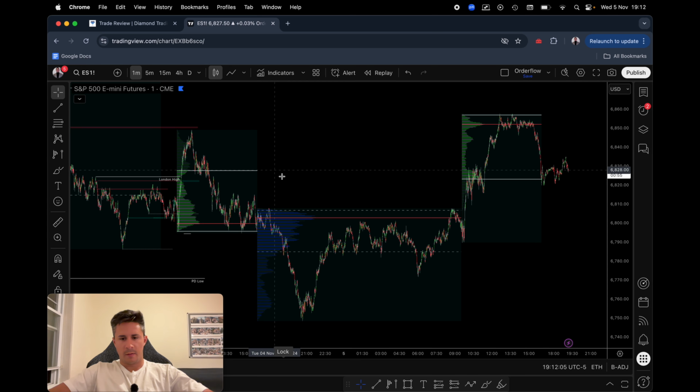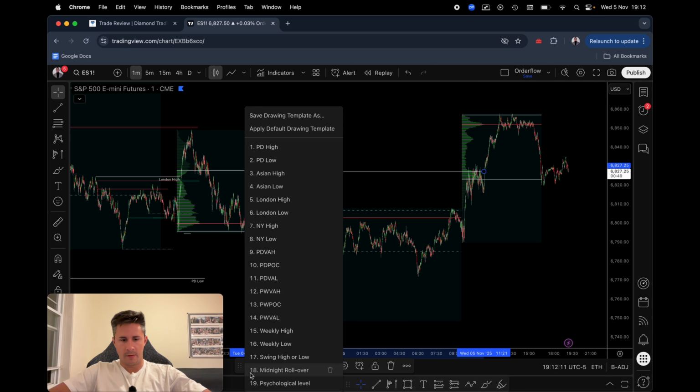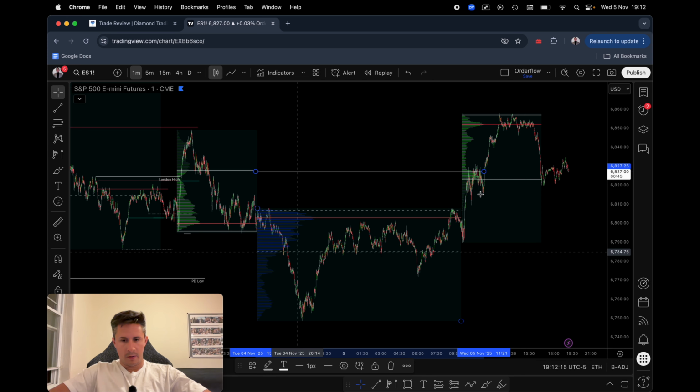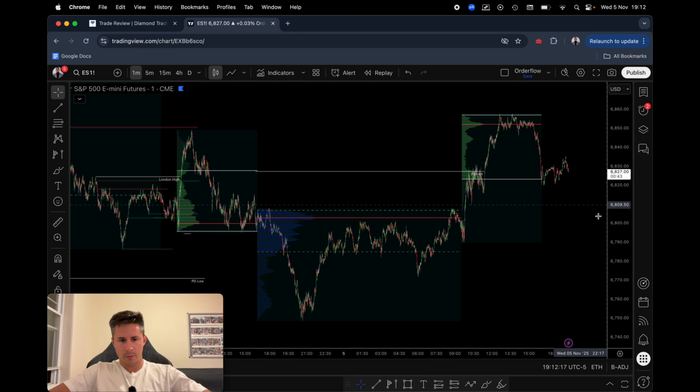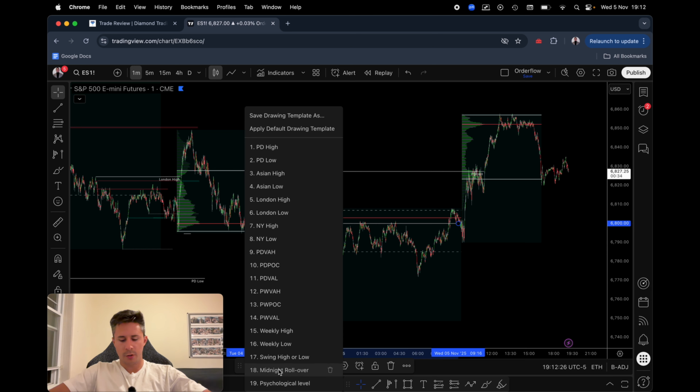Okay, so interesting. Let's have a look here. Price did mess around a little bit with the previous day value area high, PDVH, and a POC that was there. When the two POCs are really close to each other or they line up, that is super good.